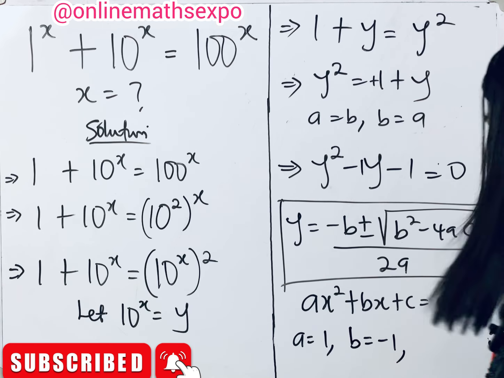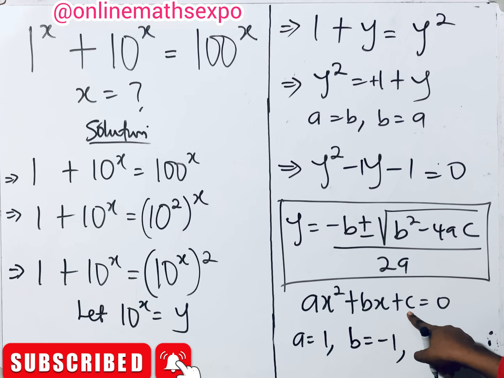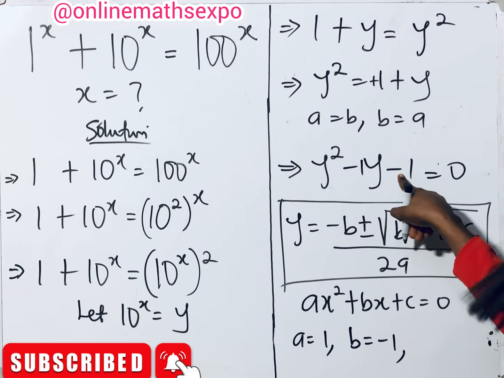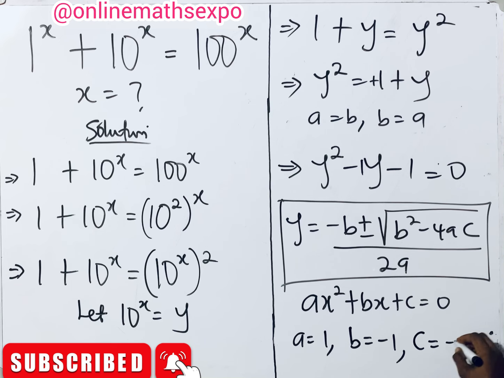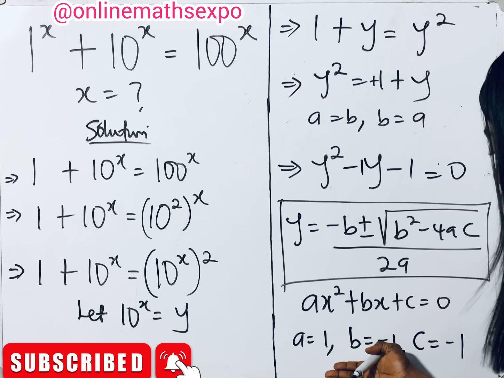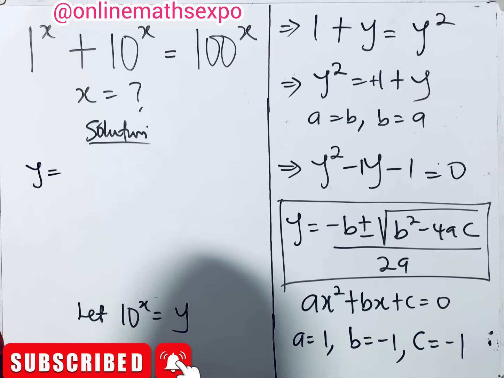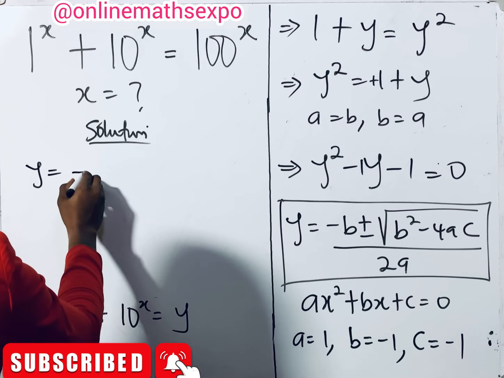I hope you are seeing what we're doing. Now your c is your constant. So which one is the constant? The constant is the one without variable, and what you have here is negative 1. Did you see? So let's plug this into this formula to now have y is equal to negative, okay?